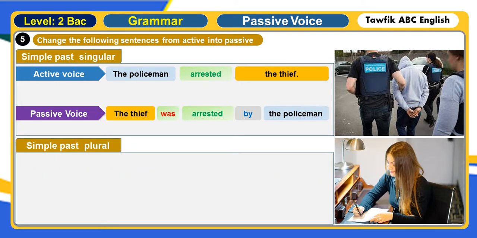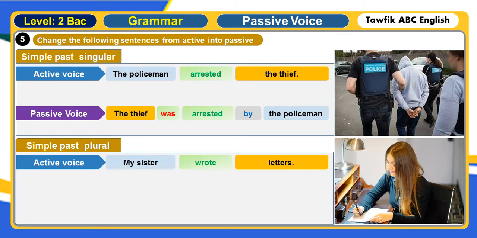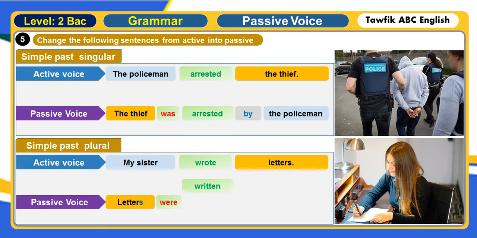The same thing, simple past plural. We say my sister wrote letters. So letters, yes, letters عندي هنايا plural. اشنو غادي يكون plural ديال verb to be في الباست؟ Where. Past participle ديال wrote, written. By whom? By my sister. Okay? Next.